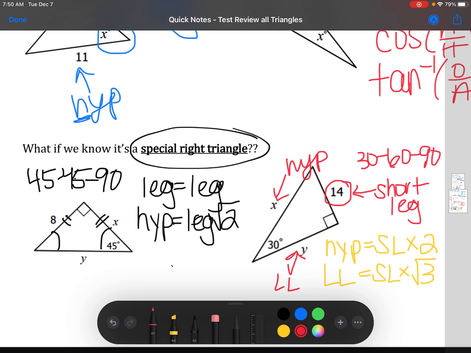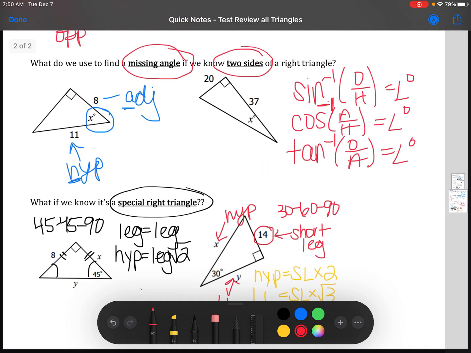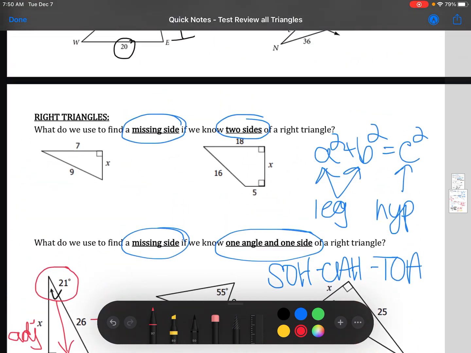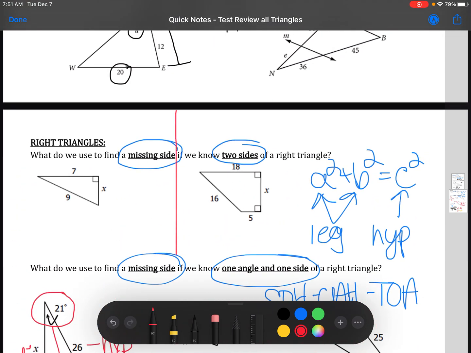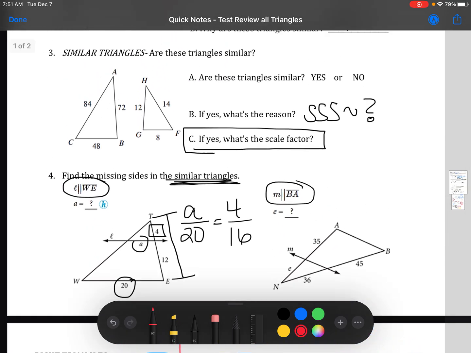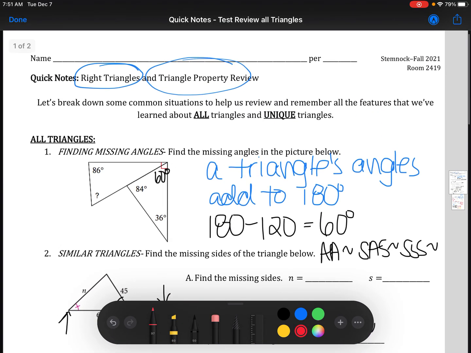Overall, special right triangles are unique and interesting and they're just some shortcuts. So they're really nice to use, but a lot of times you can just use our regular stuff. We've got trig to help us, we've got Pythagorean theorem to help us. We can even use similar triangles possibly.